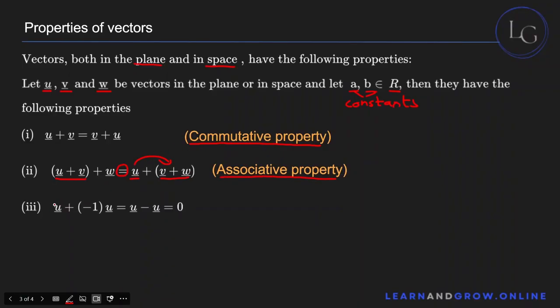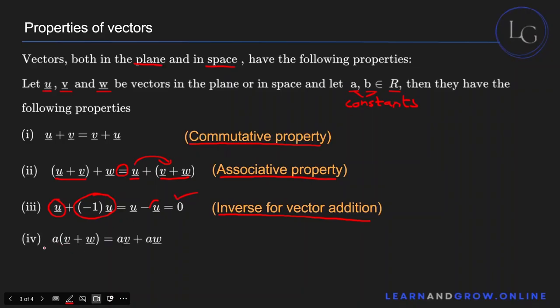Now, if you have a vector u and you add it to its negative vector, so negative u or -1 times u, that's equivalent to subtracting u from u. When you add negative u to positive u, that gives you a zero vector. And this is called the inverse for vector addition. This is the inverse of this, and when you add them up, it gives you a zero vector.